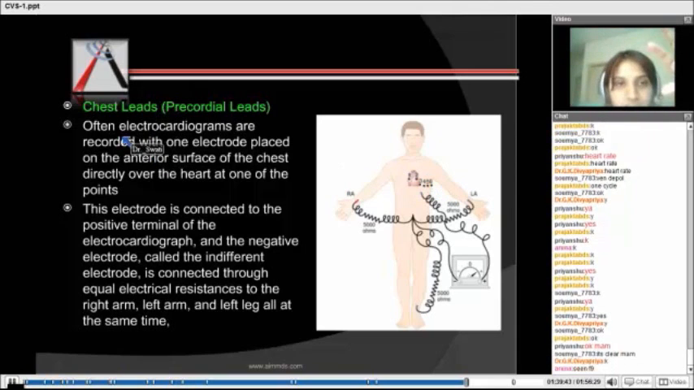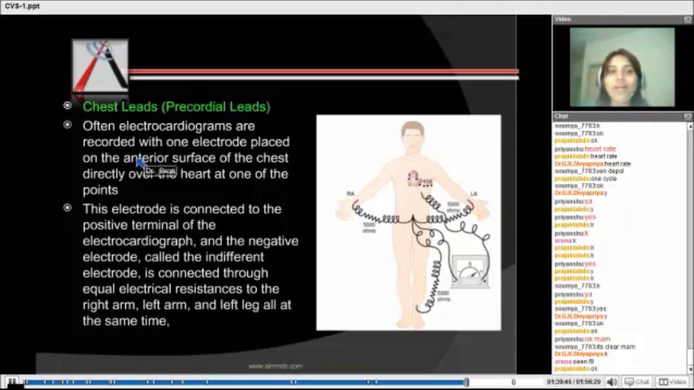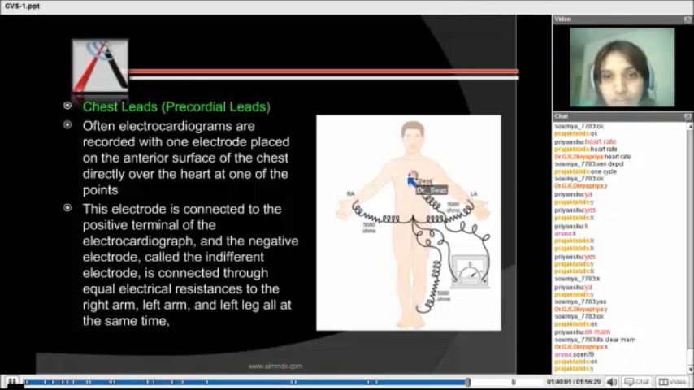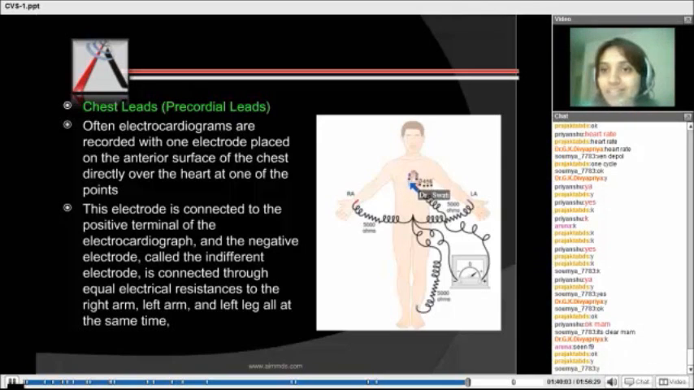Herein what is done is, one electrode is placed on the surface of the chest. Do you see here? 1, 2, 3, 4, 5, 6. There are 6 points. Right? So one electrode is placed on the chest. In the 6-point chest lead, one lead is recorded at one time. Okay, so they will apply one electrode here.